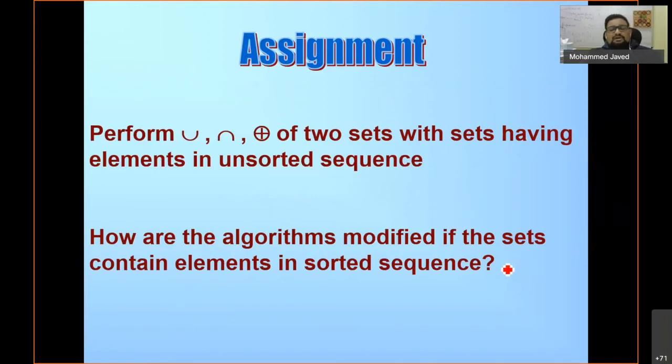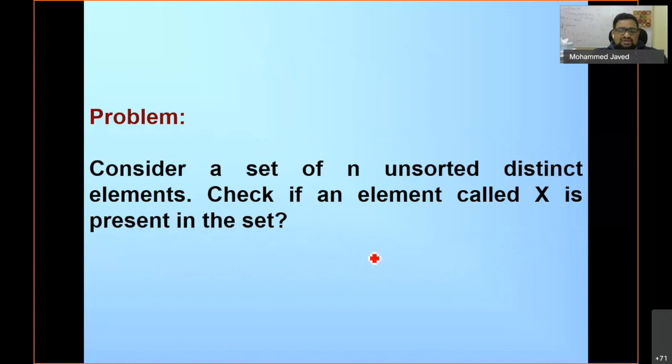There are different problems which you can try to solve, where you can analyze the best case, worst case, and average case. For example, you can perform union of two arrays, intersection of two arrays, and ring sum of two sets, with the sets having elements in unsorted sequence. And how are the algorithms modified if the sets contain elements in a sorted sequence? How will you modify your algorithm? These are some questions to think over.